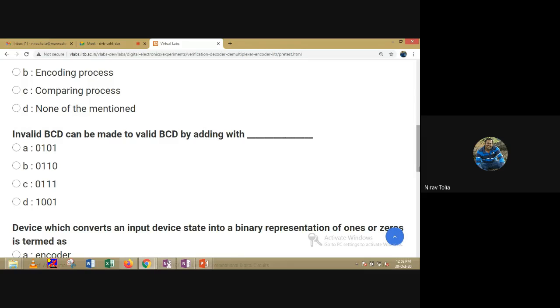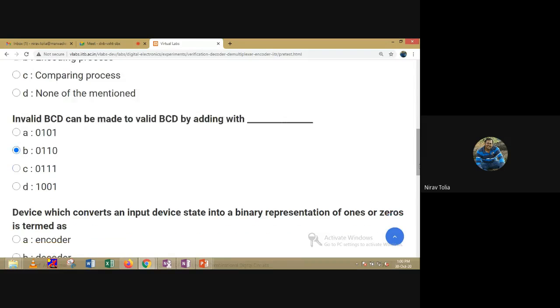Okay, so I got the reply from Mahima, Jenny, Parth, and Anand. It is really good because when we are adding two BCD codes, and if an invalid BCD code is there, then we have to add 6. And if you convert 6 into binary, then it is 0110. And why 6 only? Because we have 6 invalid BCD codes. That's why we are adding 6.